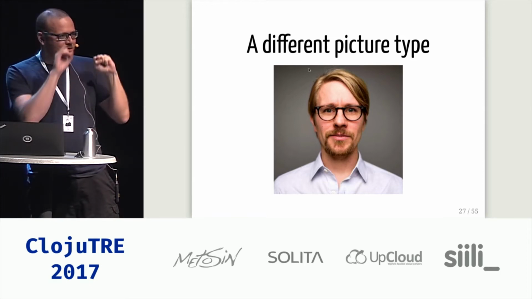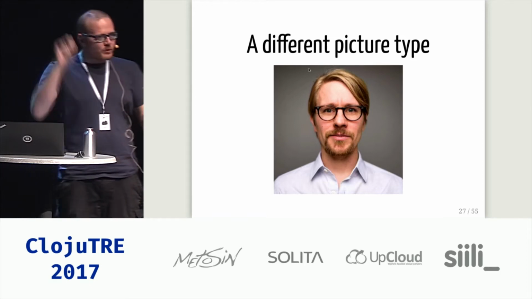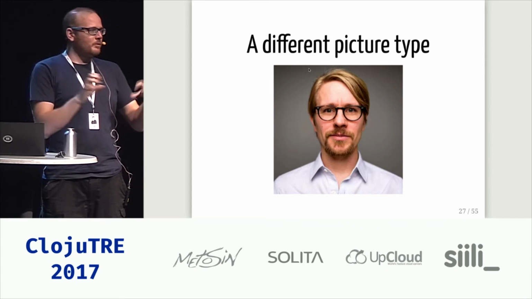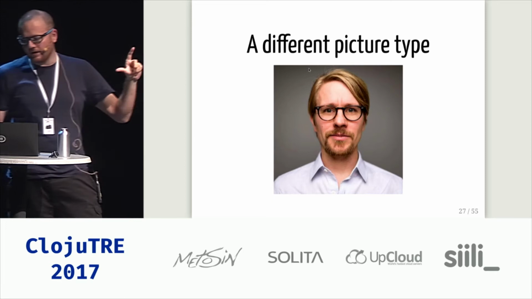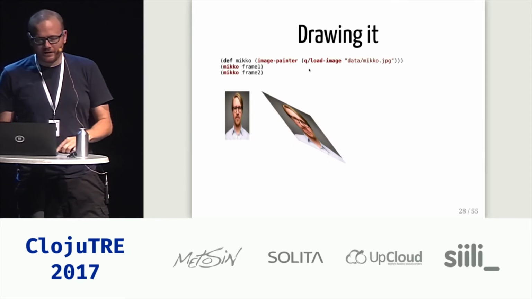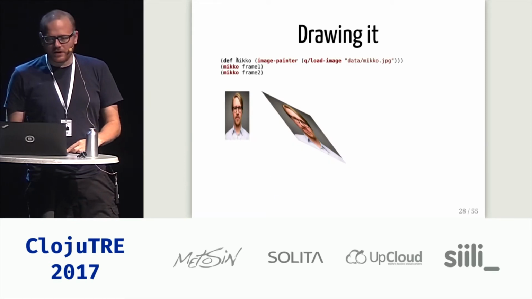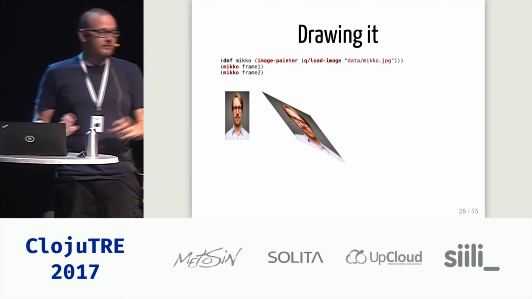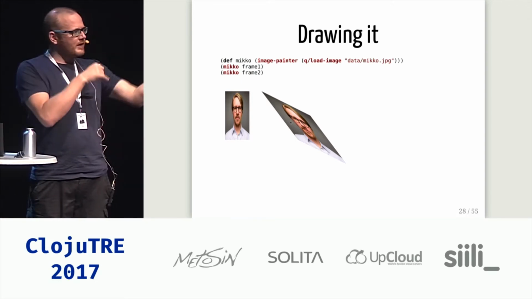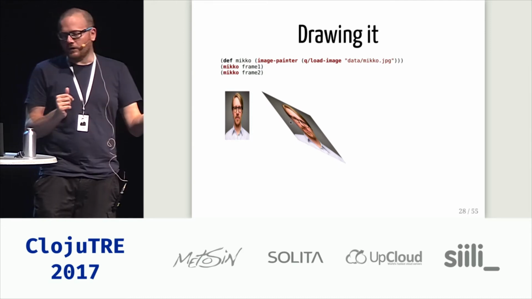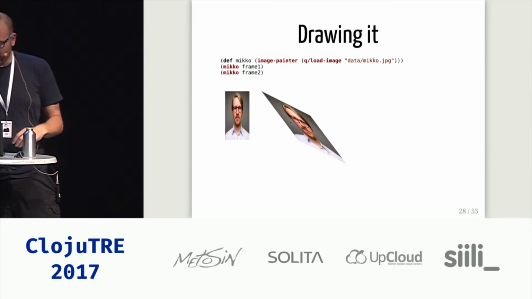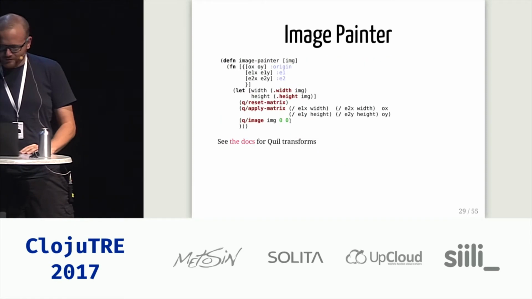So Quil also lets you draw pictures. So we've got the concept of a picture, which is a function that takes a frame and draws itself in it. So we can have an image painter, Miko, an image painter that just loads this picture of Miko. And you say, draw Miko in frame 1, or you say, draw Miko in frame 2. So that meets our interface, doesn't it? So with this image painter, now we can go and we can do things with Miko that he may or may not approve of.